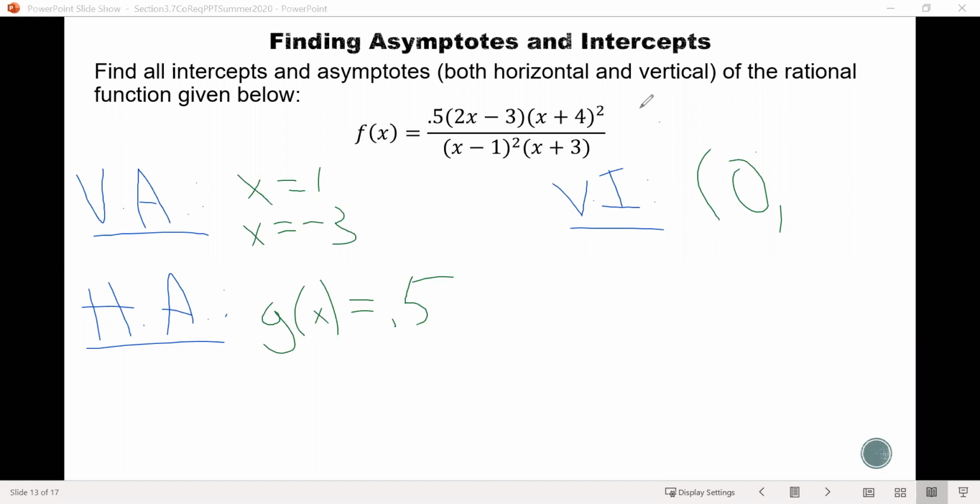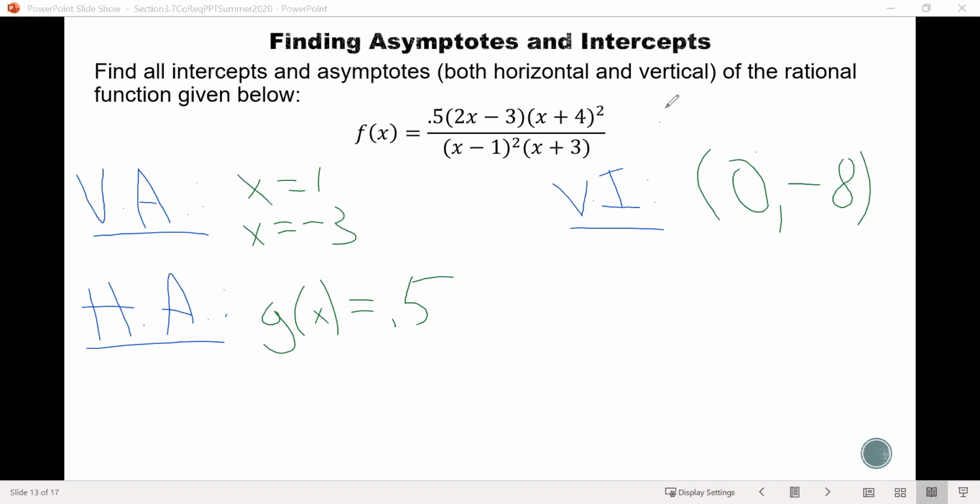I'm just going to do that on my calculator right quick. So we have 0.5 times negative 3 times 4 squared, divided by negative 1 squared times 3. And when I work that out, I get negative 8. So the vertical intercept is at (0, negative 8). Again, we just have to put in 0 and find the output.